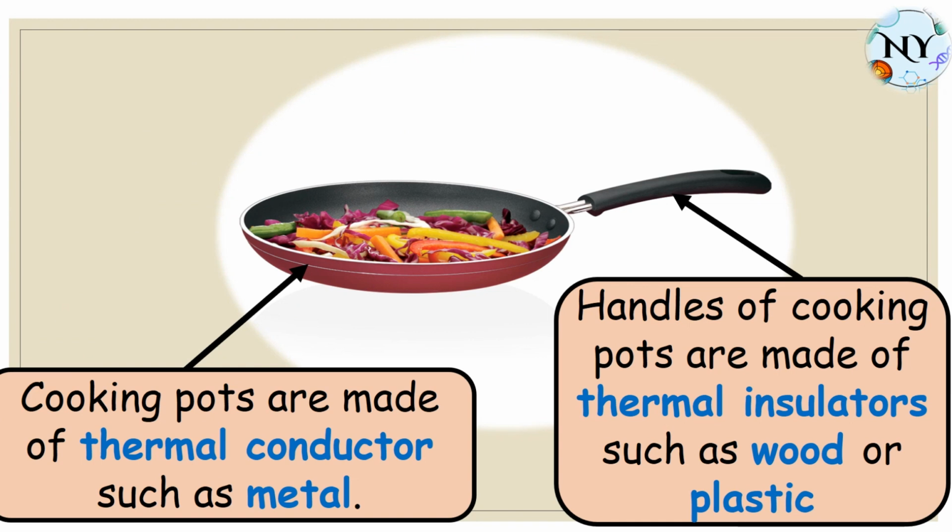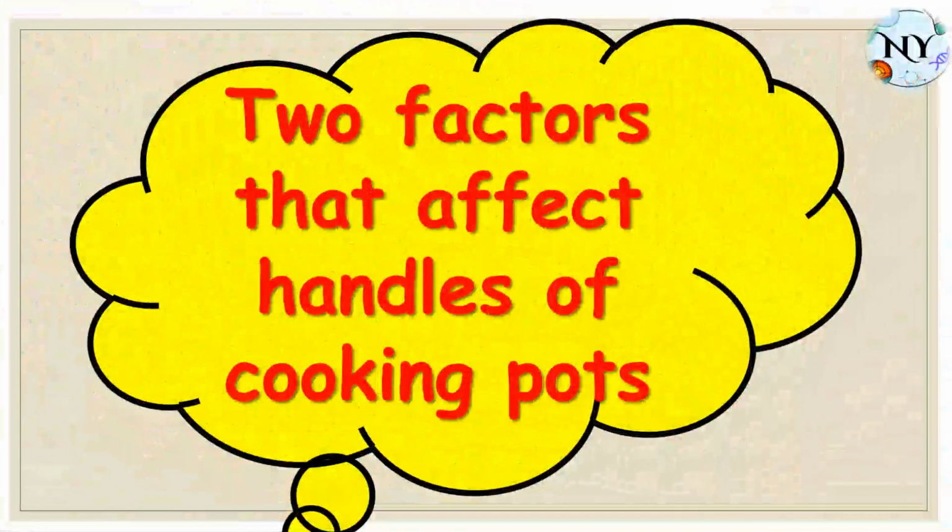So here we have cooking pots or cooking pans that we use for cooking food. Of course, for the body of the cooking pot, we have to use a metal, we have to use aluminium, we have to use copper, something which is a thermal conductor to allow heat transfer through it to cook the food easily. Right. What about the handle of the cooking pan? It's made from thermal insulators, maybe wood, maybe plastic, to protect us from burning.